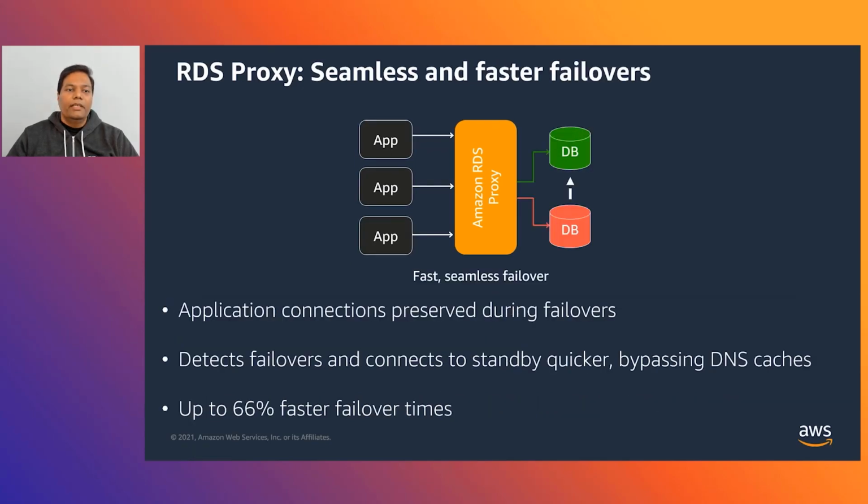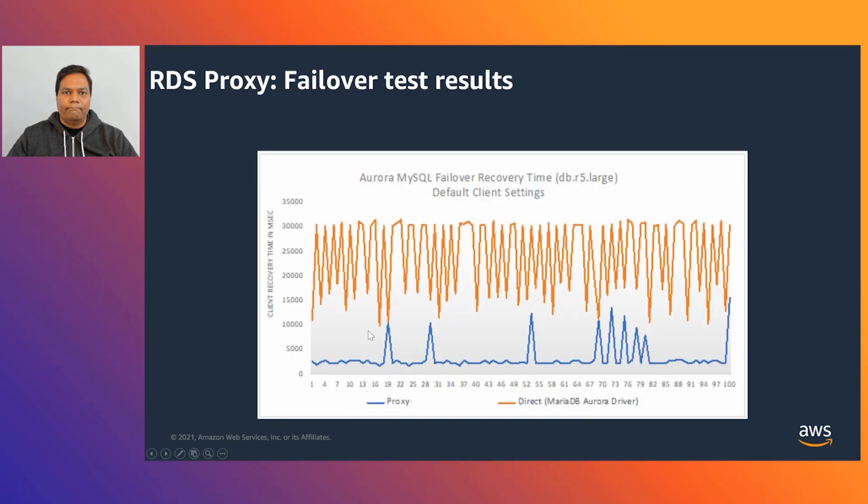RDS Proxy also makes the failover events much faster and much more predictable. As seen in this picture, the application connects to the proxy endpoint, so it doesn't know about the database in the backend at all. And when the failover happens, the proxy can hold on to this connection. And once the failover is done, the connections are released to the new database instance, making failover much more seamless.